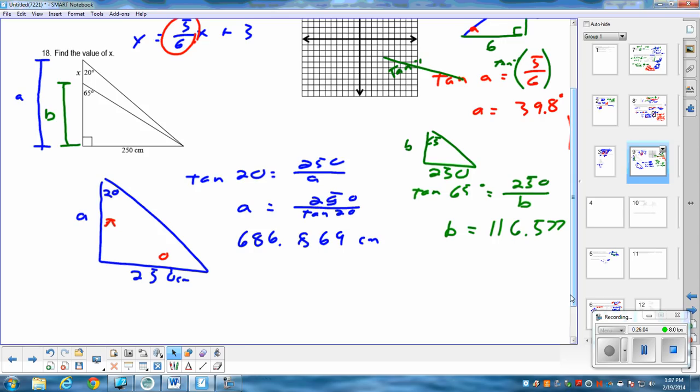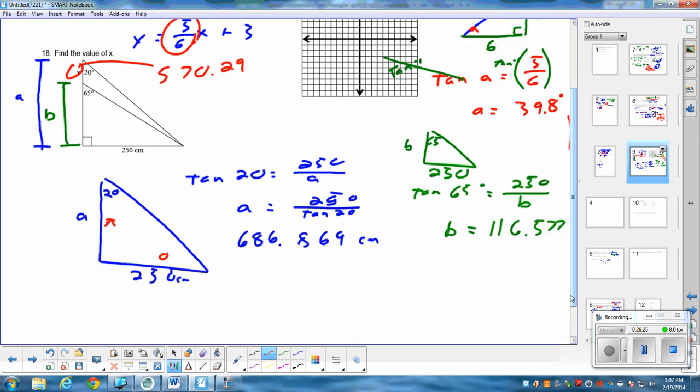Again, we're looking for the difference between them. So when you subtract 686.869 minus 116.577, you are left with X, the difference, which is 570.29 rounded to the nearest two decimal places.